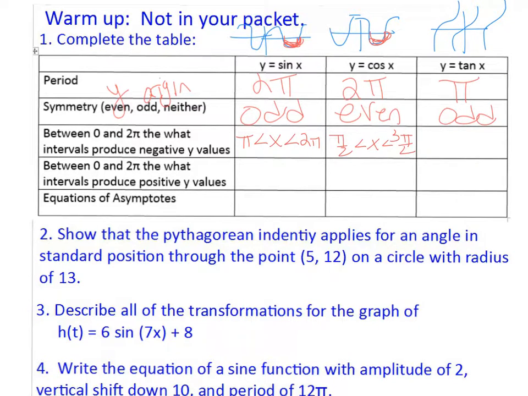And tangent, we specifically only have to give answers from 0 to 2 pi. So anything to the left of the origin doesn't count. So for tangent, that would be this piece down here. And there's going to be 2 separate intervals that negative happens on from 0 to 2 pi. That's going to be from pi over 2 to pi, and then it's going to be again from 3 pi over 2 to 2 pi.